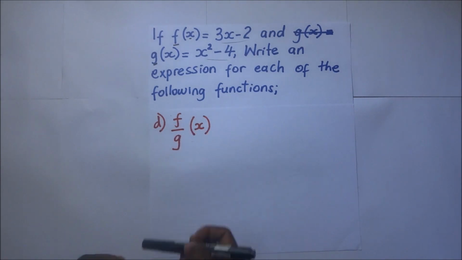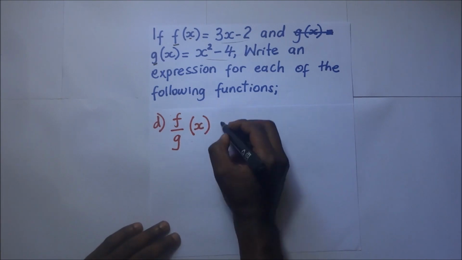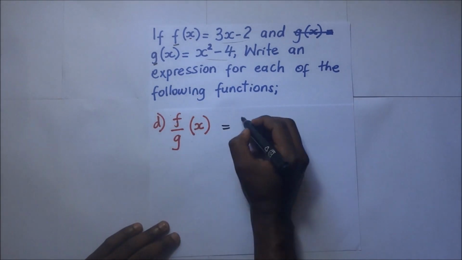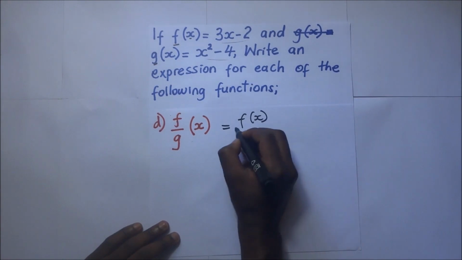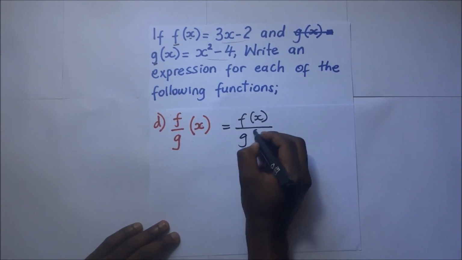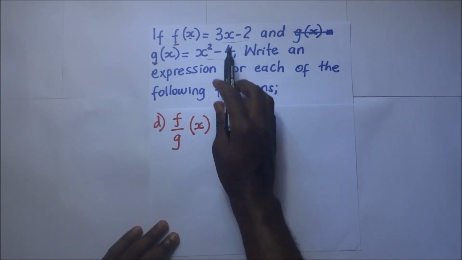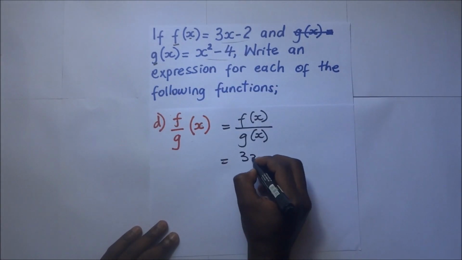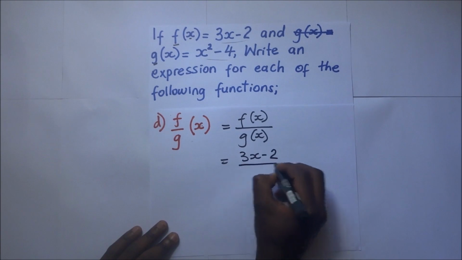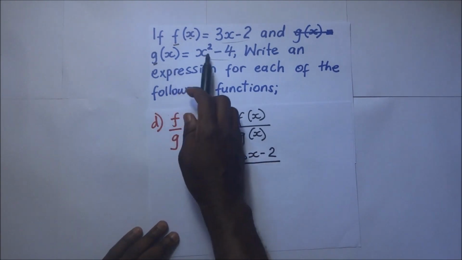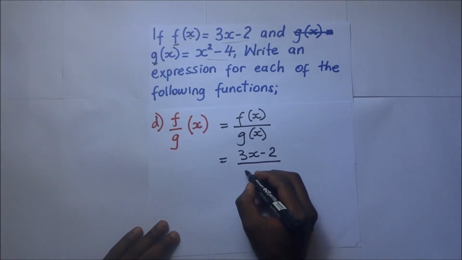Then we have f over g of x. F over g, of course, we are finding the quotient of these two. This is the same as saying f of x divided by g of x. Dividing these two, we have f of x giving us 3x minus 2, divided by g of x. G of x is x squared minus 4.